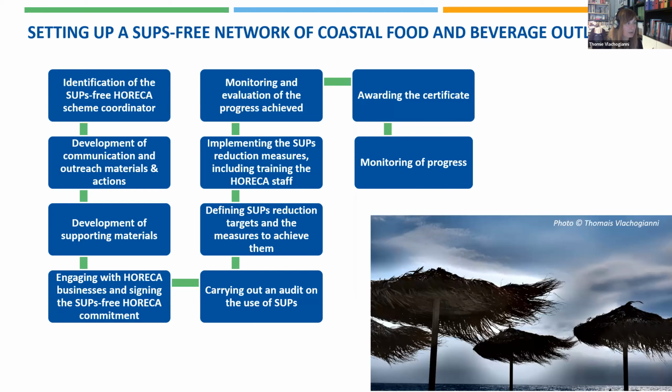So, of course, obviously, we need somebody who can coordinate the scheme, and this person should have certain skills. Then the development of communication and outreach materials and supporting materials for this action, then actually reaching out to the different hotel, restaurant, and catering businesses, the so-called HoReCa, and signing the commitment to join this network. Then the next phase is to carry out an audit on the use of SUPs, and we will come back to that, how this is done, defining reduction targets and the measures to achieve them, implementing those measures, which of course in some cases also requires training the staff of the business, monitoring and evaluation of the progress achieved, and eventually, when the targets are met, to award the certificate and continuously monitor the progress of this business and its compliance with its commitments and targets set.